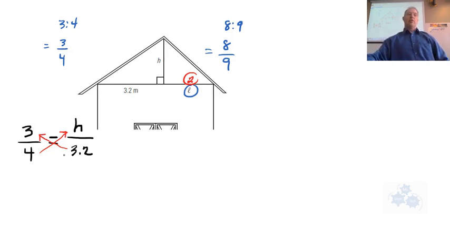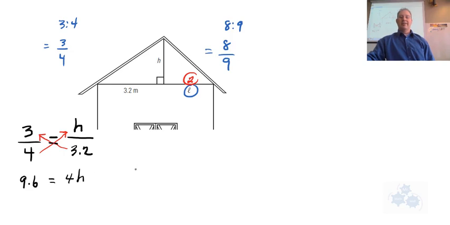So 3 times 3.2 is what? 9.6? Come on now, don't hold out on me. I want to know the answer. 9.6 equals 4h. Does that look good? Yeah. And then 9.6 divided by 4? 2.4. Yeah. 2.4? Okay. Does that look good? You guys in agreement with that?